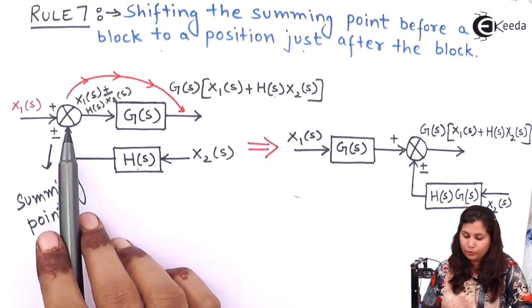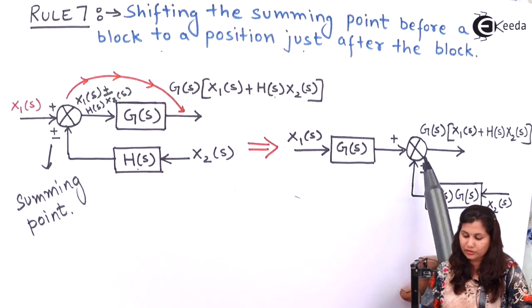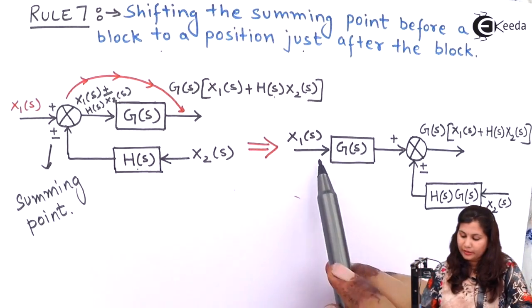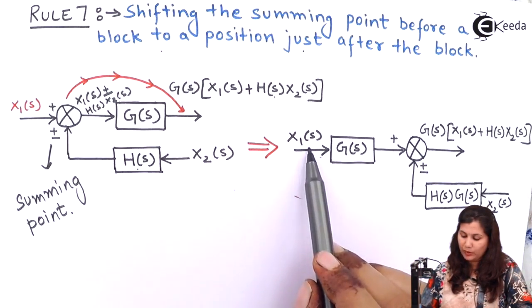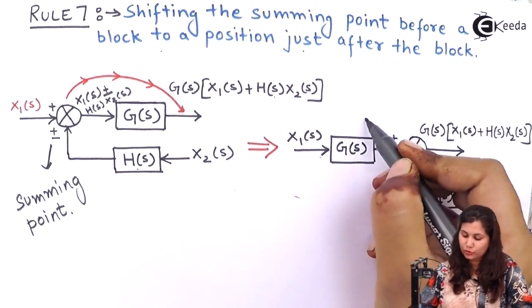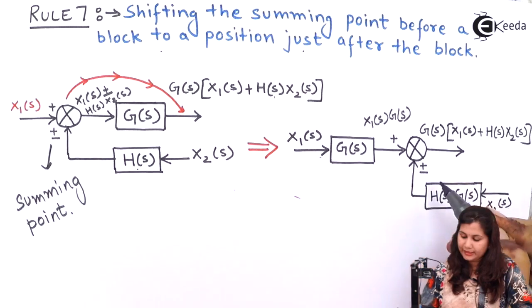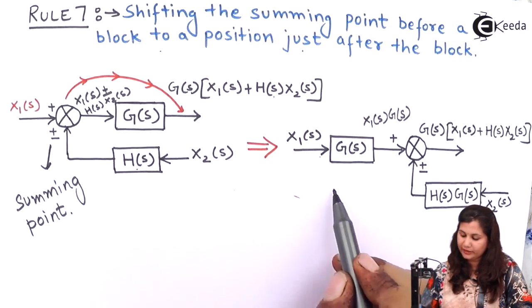Now what you have to do, if you move this summing point from this position to just after the block, then let's see what effect there will be on the output. This is the input X1 multiplied with G(s), so you are getting X1(s) G(s), and this signal is added, or plus minus, H(s) G(s) X2(s). So what are we getting here?